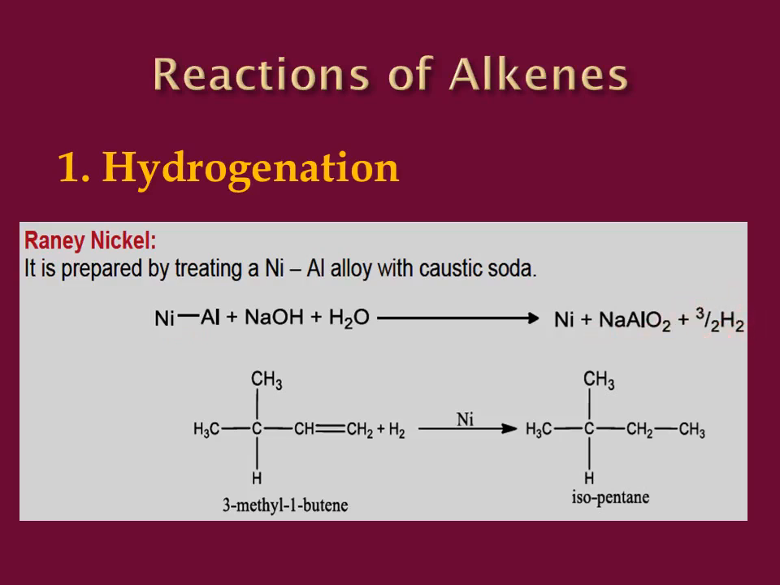This molecule of hydrogen is going to add across this double bond, one hydrogen each to the carbon atoms. So this molecule converts from 3-methyl-1-butene to isopentane, or you can say it is 2-methylbutane.